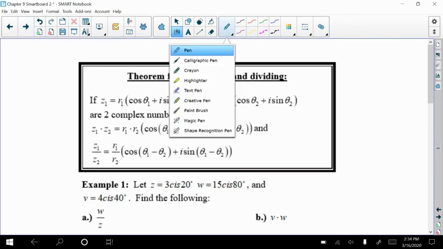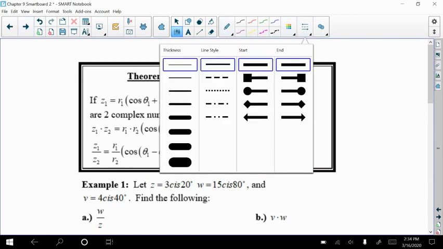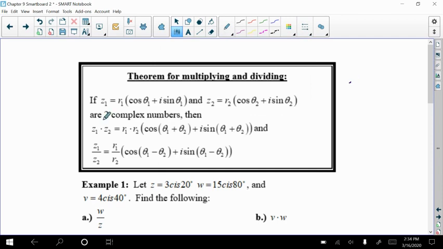If you have two complex numbers, and I'm multiplying them together, z1 times z2, look at what you're really doing. You're just multiplying the radiuses, so you just multiply those, whatever those radiuses are. And then to get the new argument, you just add the angles.